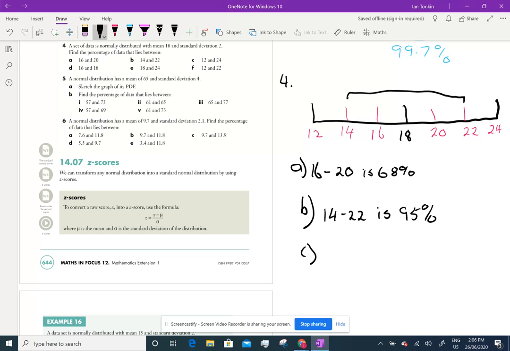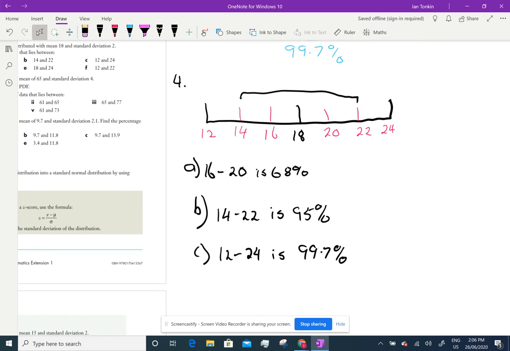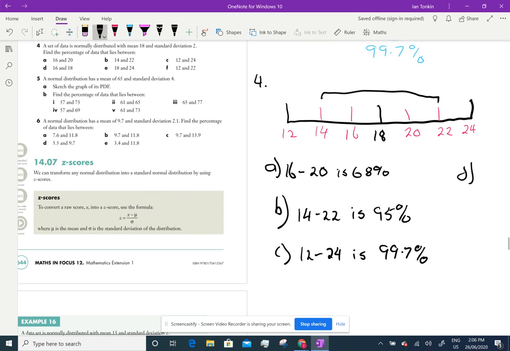C, 12 to 24. Well, that's the same as before. 12 to 24 is within 3 standard deviations, which is 99.7%. Now, in D, I start getting a bit tricky.